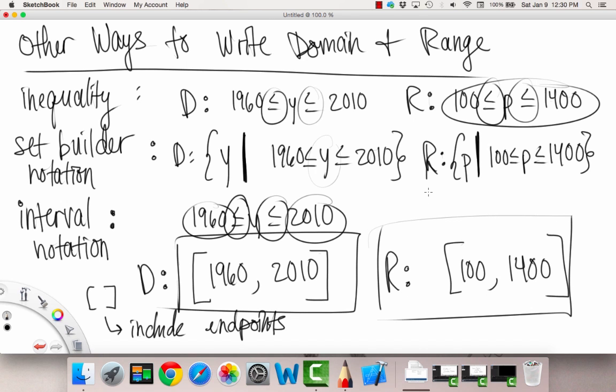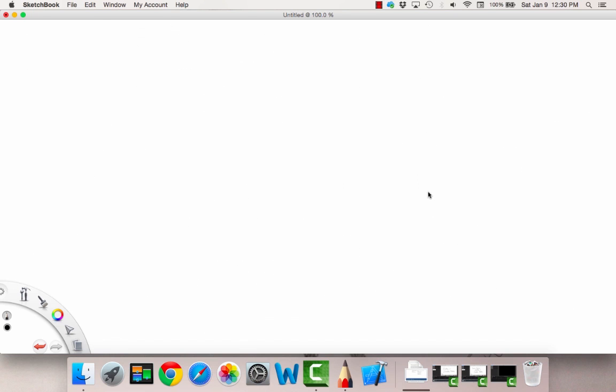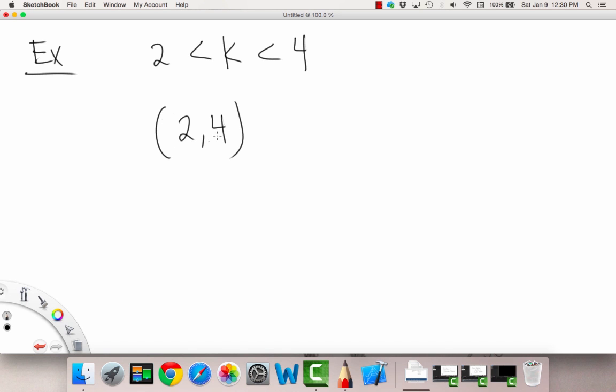I'm going to do an example on the next slide to show you what you would do if you don't have the or equal to part. Let's say we have 2 < k < 4. Here we write down the endpoints, 2 comma 4, but this time we do not have the or equal to's underneath. So in this case, we're going to use what are called rounded braces, aka parentheses. Rounded means that endpoints are not included.